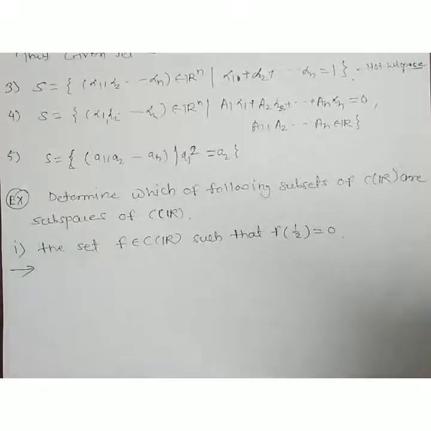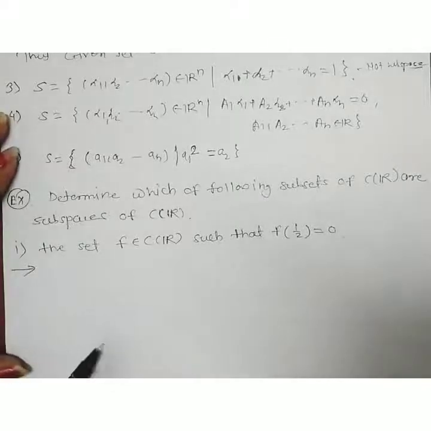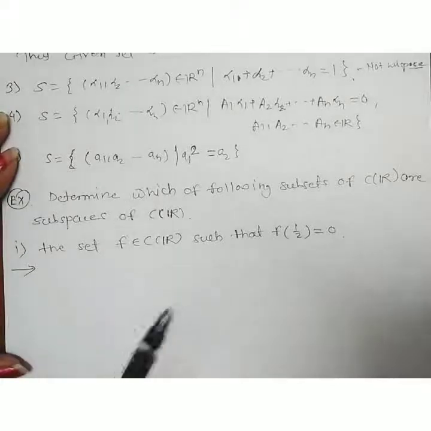Now the next is, determine which of the following subsets of C over R are the subspaces of C over R. C over R is nothing but the set of continuous functions on the real numbers. Therefore, we have to show whether the given set is a subspace of the set of continuous functions on the set of real numbers.